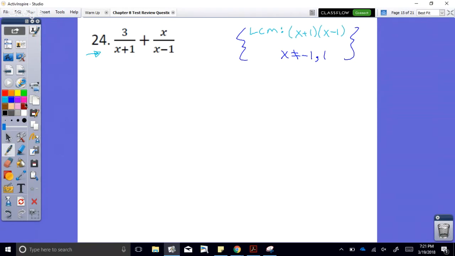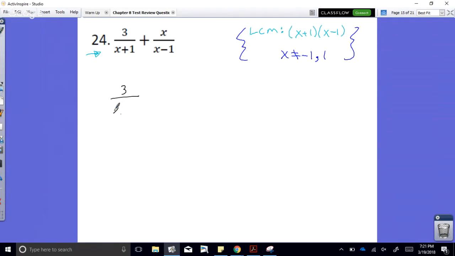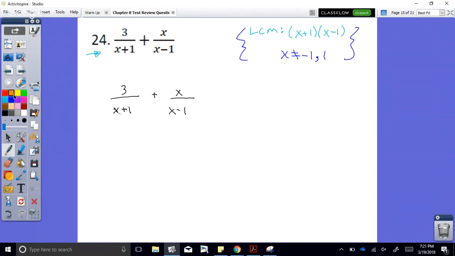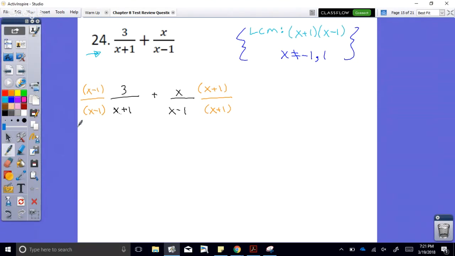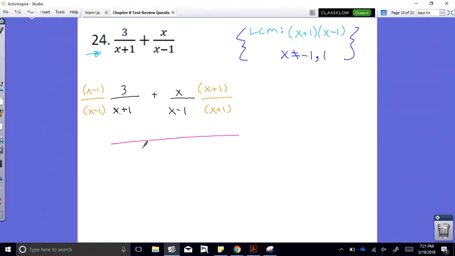We're then going to take the problem. So I have a 3 over x plus 1 and an x over x minus 1. And we're going to fancy 1 by what's missing. So with the first piece, there is an x plus 1. So I'm going to multiply by x minus 1 over x minus 1. And the second piece has the x minus 1, so we're going to multiply by x plus 1 over x plus 1. This now allows you to write it as one fraction with the denominator of x minus 1, x plus 1.